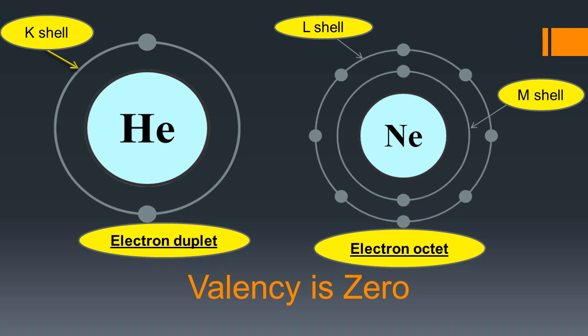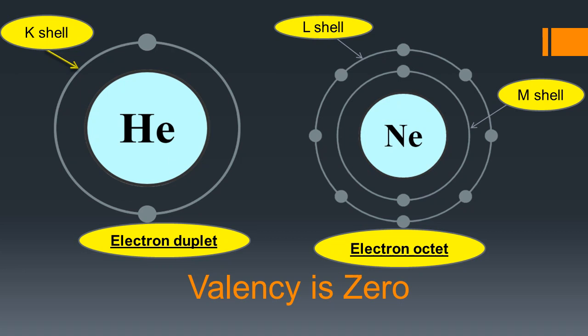and it is said that helium has an electron doublet. Now students, what is an electron doublet? It means the outermost shell containing 2 electrons. That's why helium is called an electron duplet, and the maximum capacity of the K shell is 2 only. That's why it is stable.